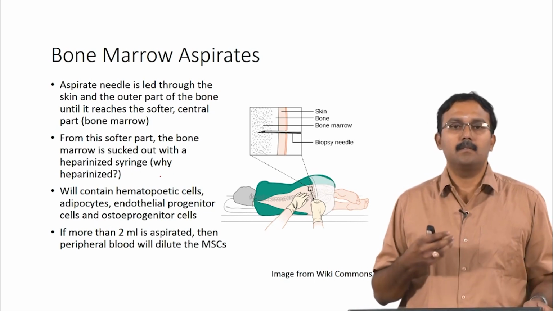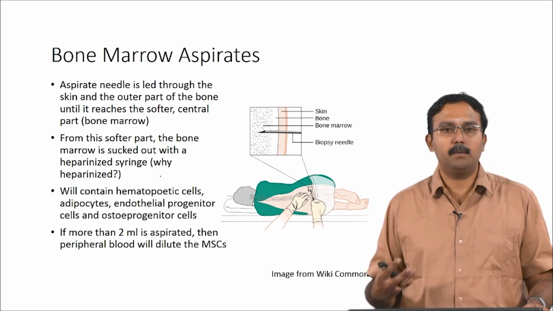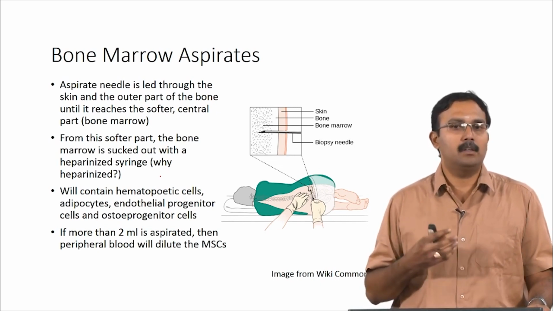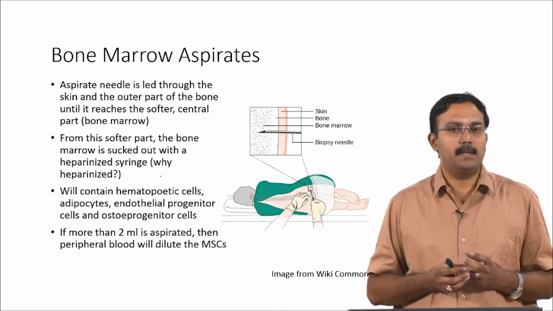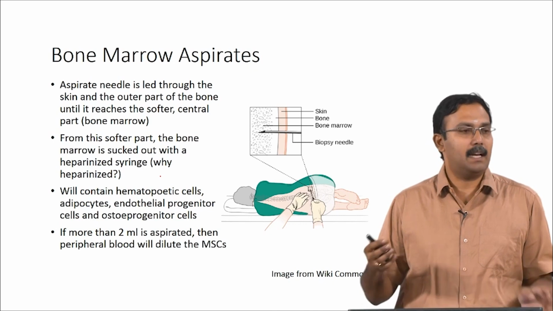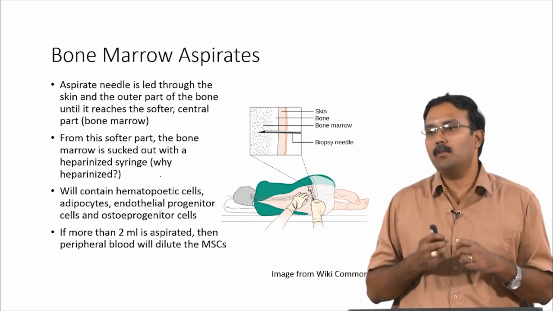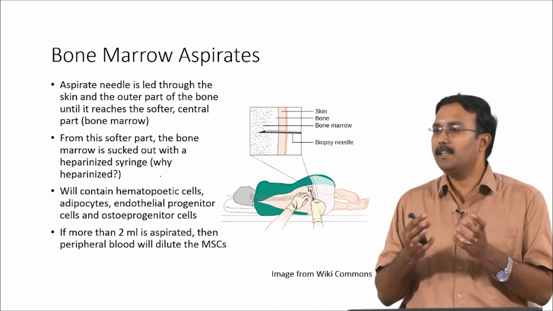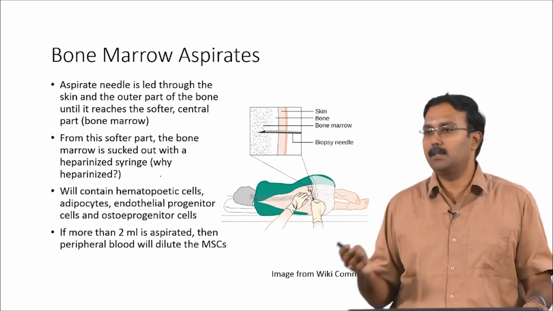Okay. So, these aspirates will contain hematopoietic cells, adipocytes, endothelial progenitor cells and osteoprogenitor cells as well. If more than 2 ml is aspirated, then peripheral blood can actually dilute the mesenchymal stem cells. So, it is important to control how much you are aspirating, and whatever you are getting is now a mixture of cells, and you might have to separate cells to get the specific cell which you are looking for.